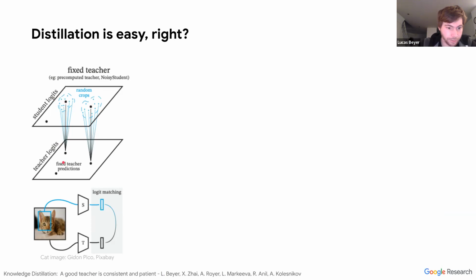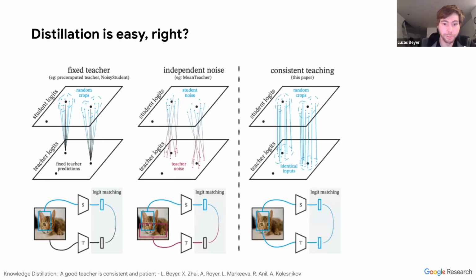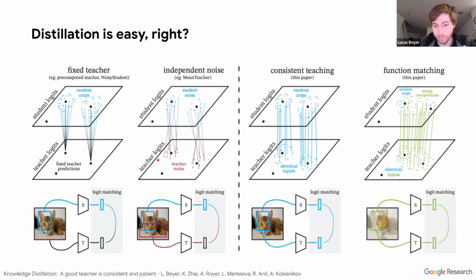This does not result in a task where the student should represent the same function as the teacher, but rather a collapsed function. And there are a few other things commonly done in the literature that from this point of view don't make sense anymore and shouldn't be done. Instead, what we argue for is that you need consistent teaching. So the student and the teacher should always get the exact same view of the image, including the same augmentation, same everything, which means you cannot pre-compute the teacher activations.